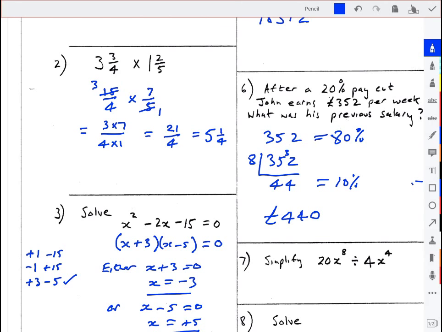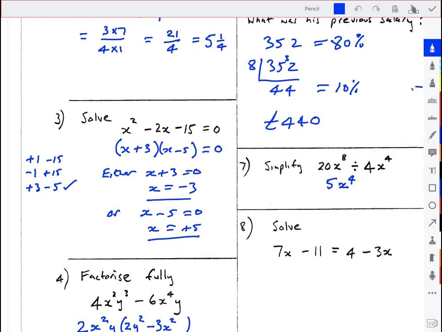Number 7, simplify 20x to the 8 divided by 4x to the 4. 20 divided by 4 is 5. X to the 8 divided by x to the 4 is x to the 8 take away 4, which is x to the 4. Answer 5x to the power 4.